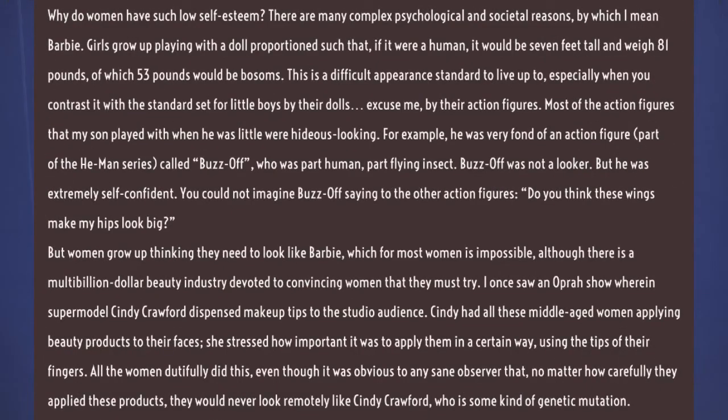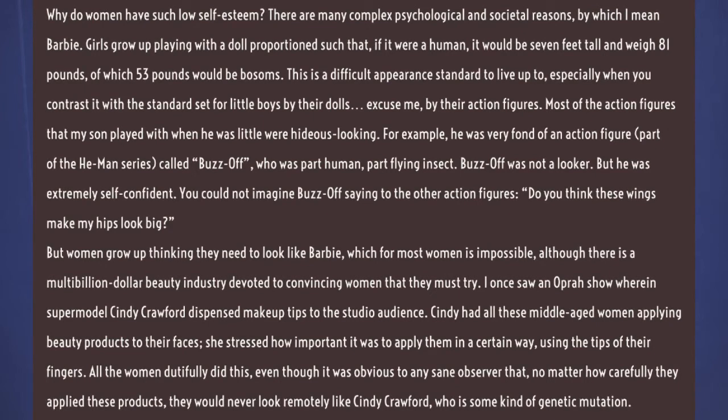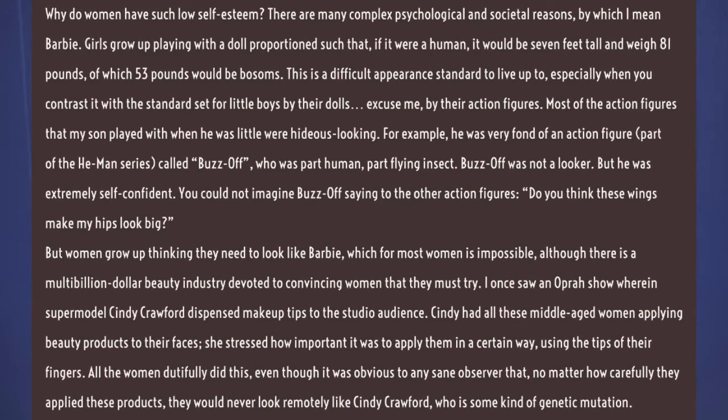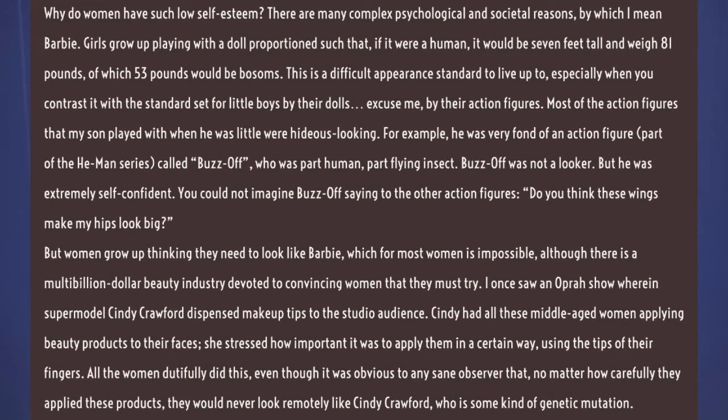Why do women have such low self-esteem? There are many complex psychological and societal reasons, by which I mean Barbie. Girls grow up playing with a doll proportioned such that if it were human, it would be 7 feet tall and weigh 81 pounds, of which 53 pounds would be bosoms. This is a difficult appearance standard to live up to, especially when you contrast it with the standard set for little boys by their dolls.